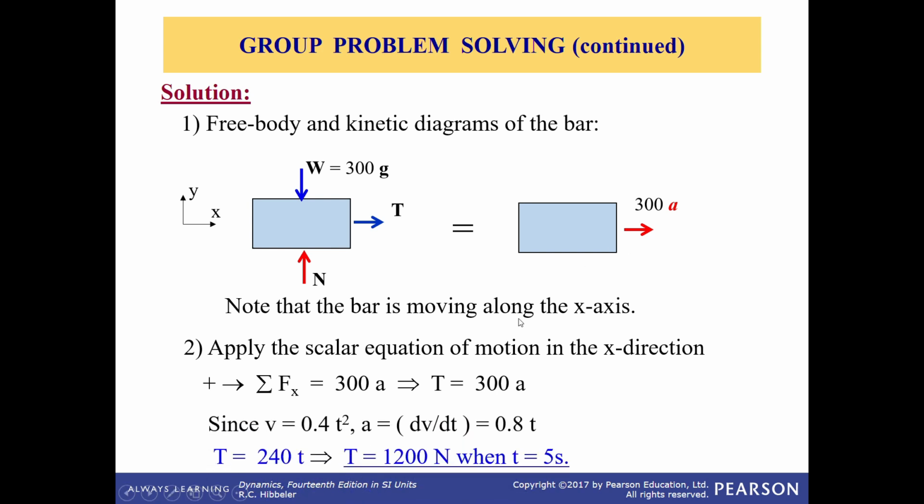Alright, so to solve this problem, you need to find the unknowns. In this case, I know how to find a because information is given about the velocity. We know v equals 0.4 t squared, which I can differentiate to get the acceleration. a equals dv over dt, which means I have 0.8t. In this question, they ask about t equals 5 seconds, so we just substitute t equals 5. I will have T equal to 100 Newton when t equals 5 seconds.